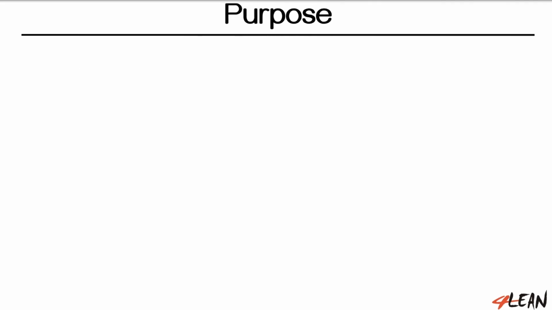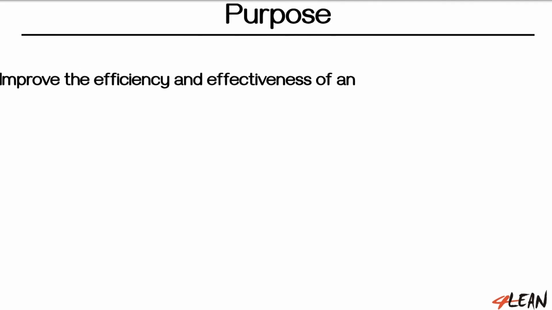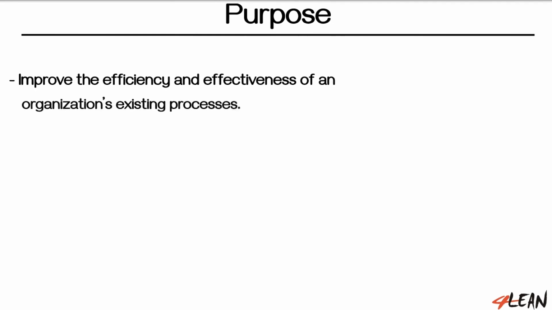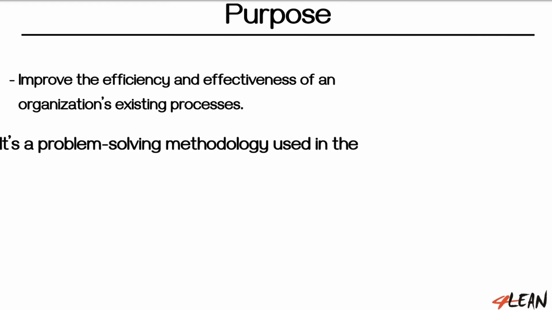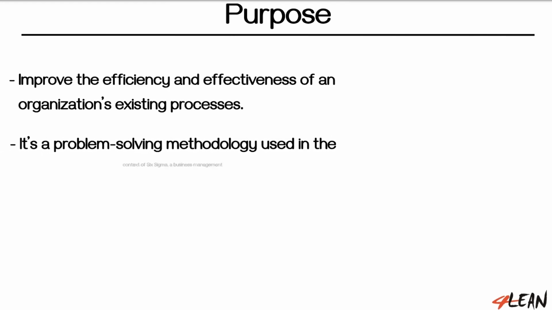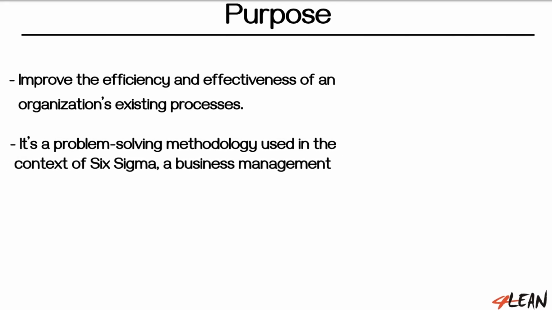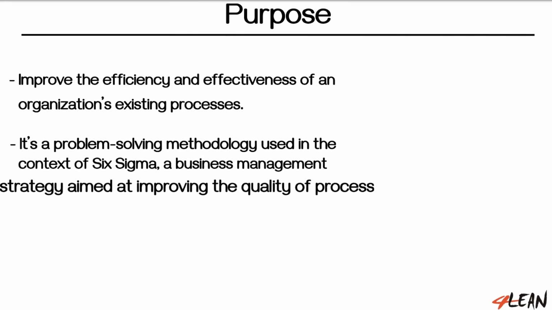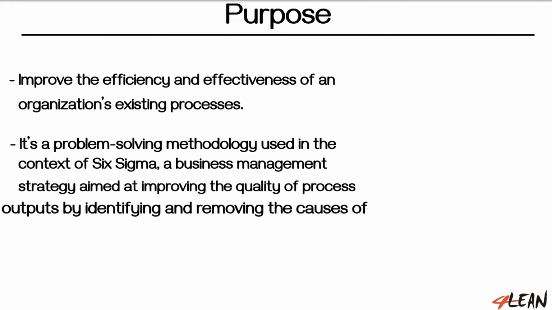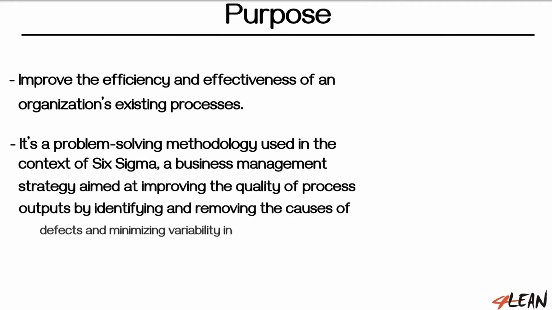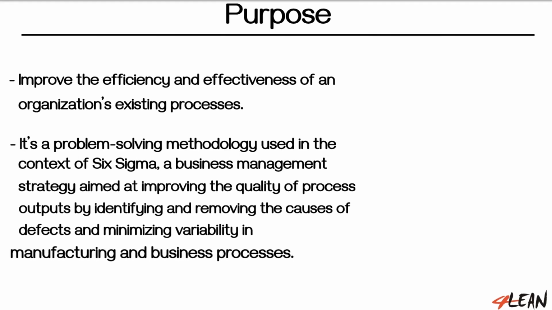The main purpose of DMAIC tools is to improve the efficiency and effectiveness of an organization's existing processes. It's a problem-solving methodology used in the context of Six Sigma, a business management strategy aimed at improving the quality of process outputs by identifying and removing the causes of defects and minimizing variability in manufacturing and business processes.